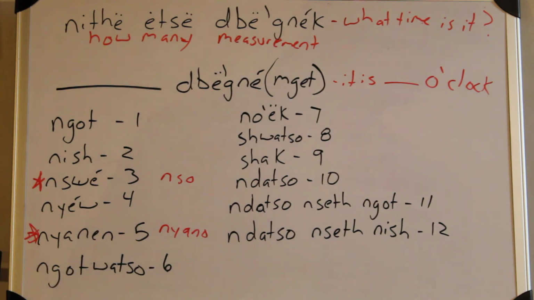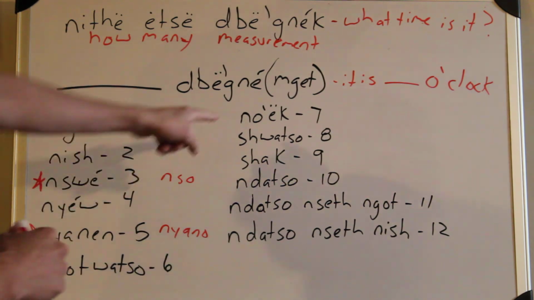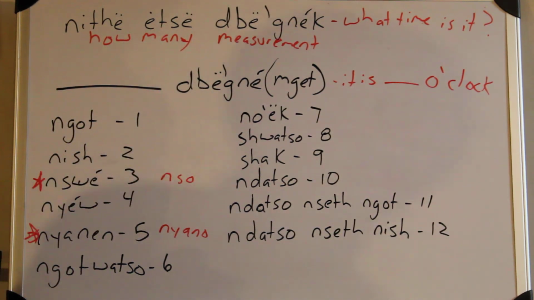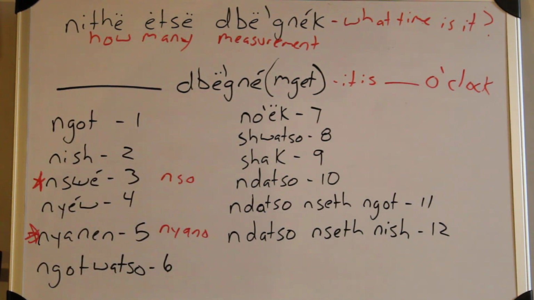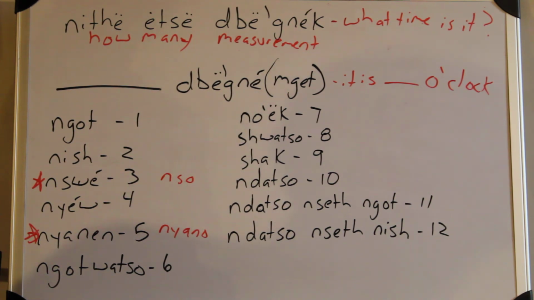Ngotwatso debuganak. It's 6 o'clock. No'uk debuganak. It's 7 o'clock. Shwatso debuganak. It's 8 o'clock. Shock, 9. Shock debuganak. It is 9 o'clock.